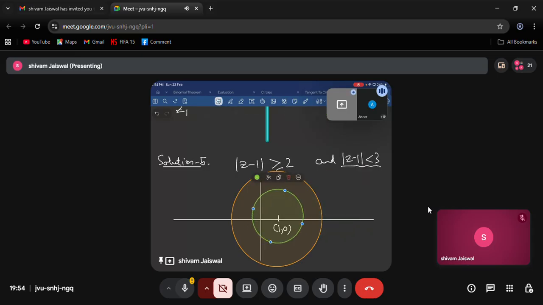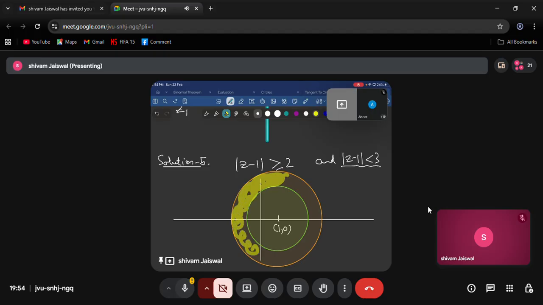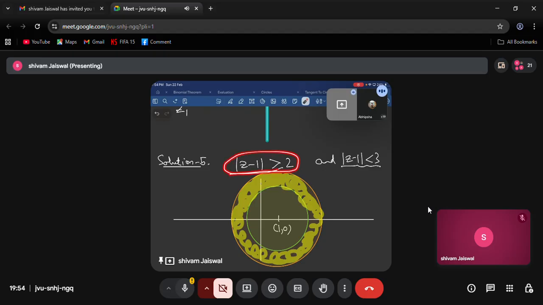So where does z lie? It should be outside the green circle but inside the orange circle. Are people getting this? Can you explain once again? Yes. What does mod of z minus 1 greater than or equal to 2 represent? That means it lies outside the circle mod of z minus 1 equal to 2. This is the circle mod of z minus 1 equal to 2.